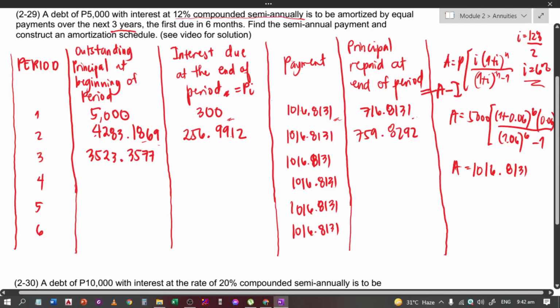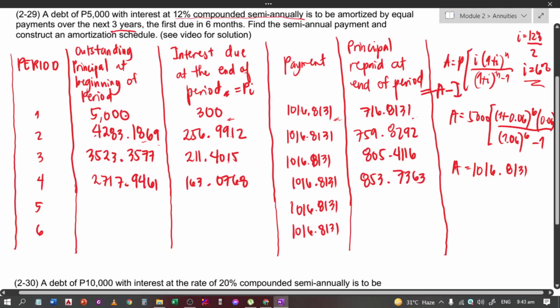3,523.3577. Tapos, ito ulit, i-multiply niya sa interest. So, 211.4015. So, amortization minus interest. Nako, 805.4116. Sulat ko na lahat. Same process lang yan, tapos recheck mo lang. 163.0768. Sinulat ko na.